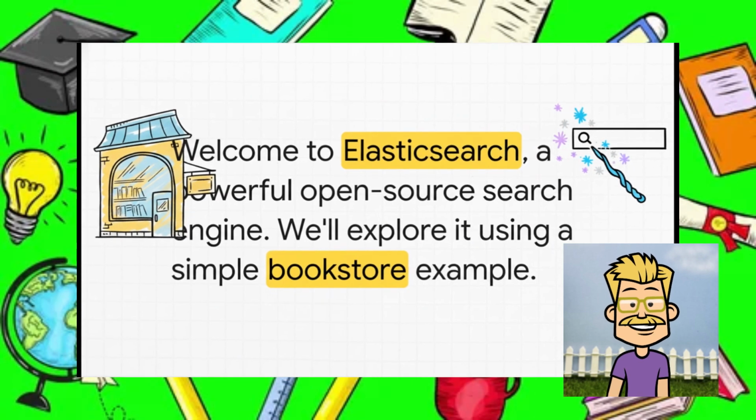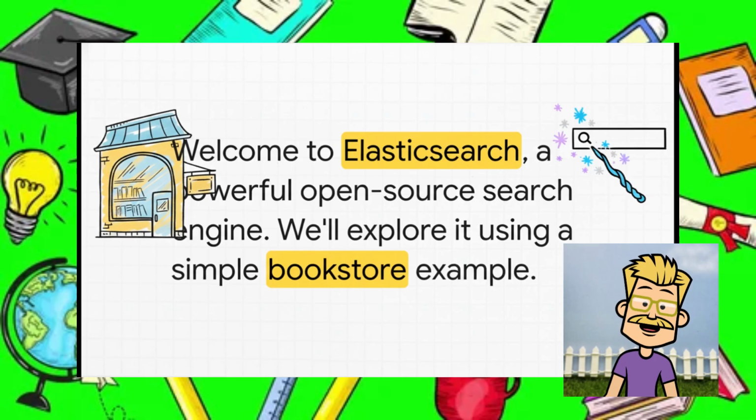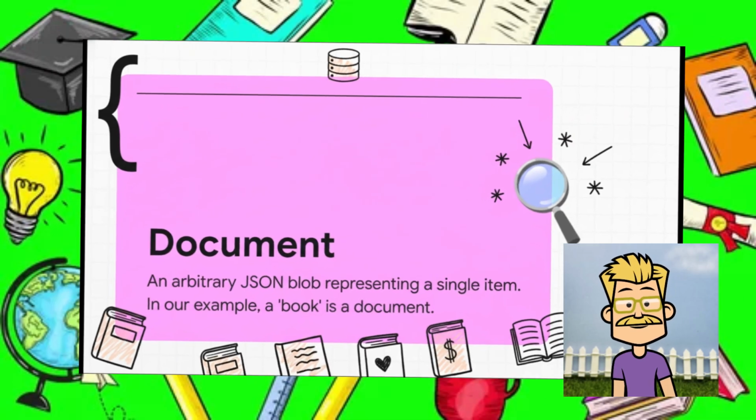Well, that magic definitely has a name, Elasticsearch. It's this incredibly powerful open source search engine that has become the absolute backbone for countless apps you probably use every day. And to make this all super clear, we're going to walk through it all using a simple bookstore example.